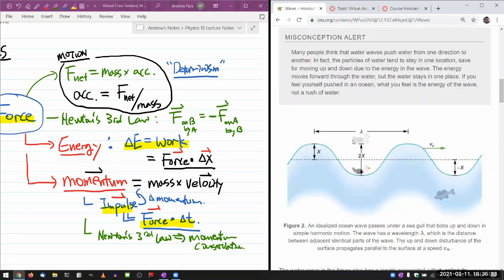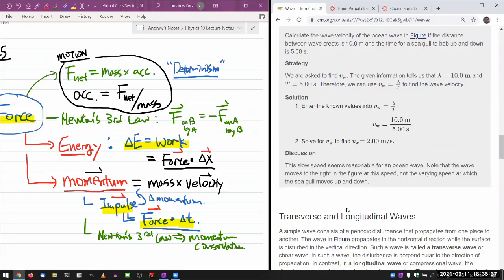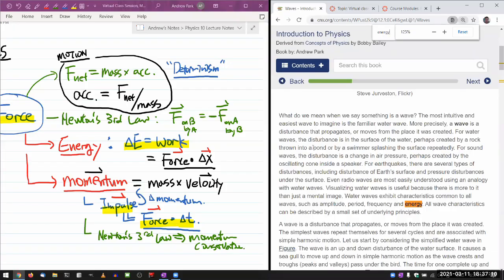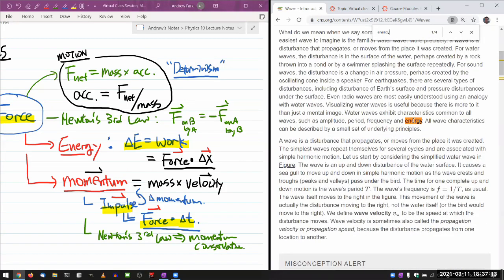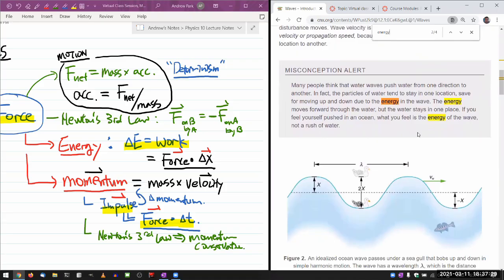For example, we say somewhere, these are just defining terms. Okay, there's one mention of energy there: characteristics common to all waves, such as amplitude, period, frequency, and energy. And one thing that, so I don't bring it up explicitly.